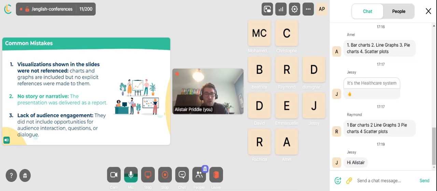Number 2, no story or narrative. The presentation was delivered as a report. This is a common mistake. Number 3, lack of audience engagement. They did not include opportunities for audience interaction, questions, or dialogue. This is a common mistake.